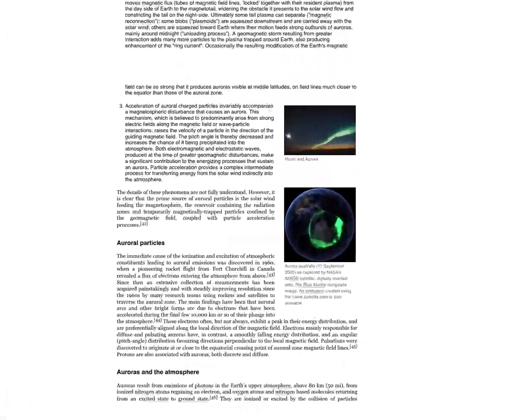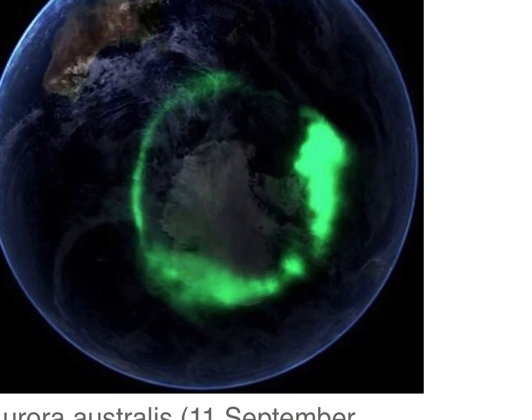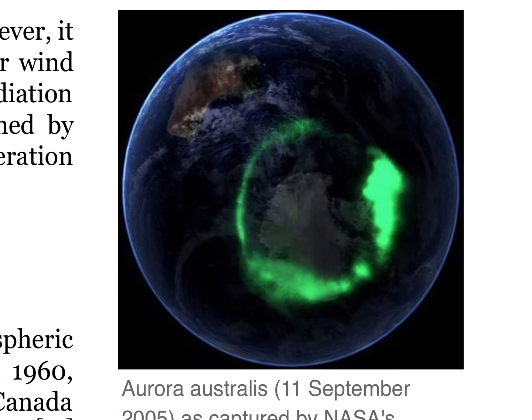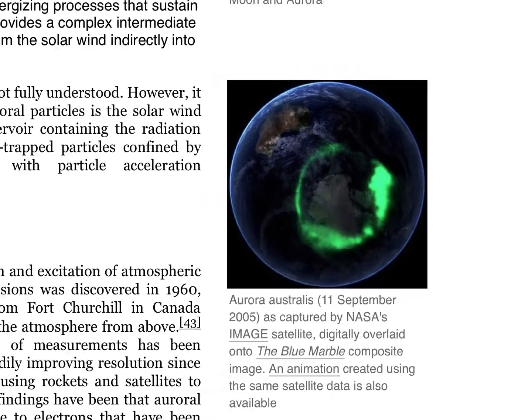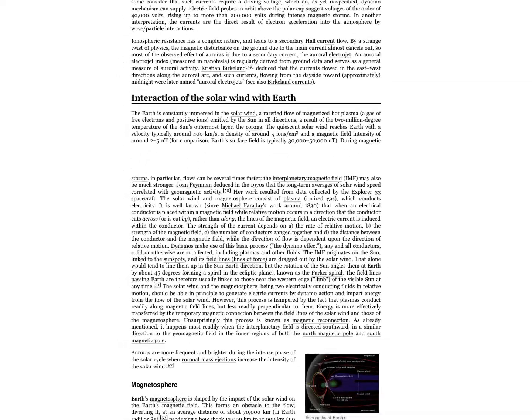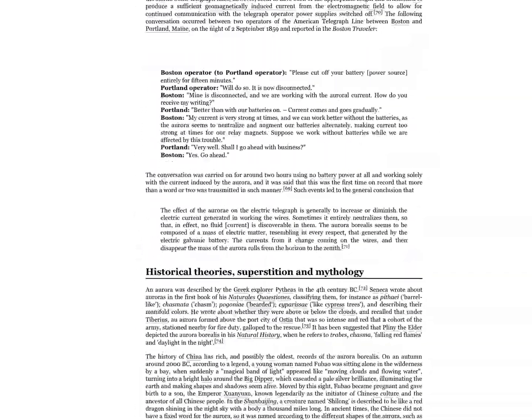Okay, here's the aurora australis. So you can see it really making a big circle around Antarctica. So not quite high enough to be seen in Australia or New Zealand. It's really just going to be something that's seen in Antarctica or over the ocean. It can be seen on other planets as well.